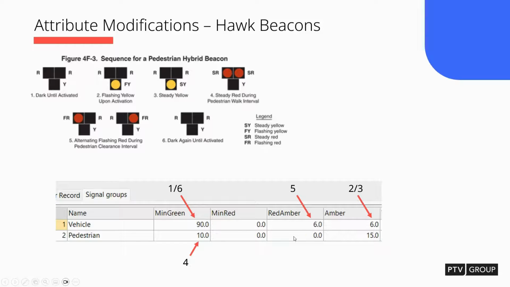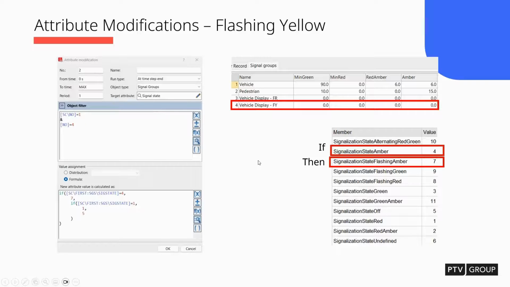And so you can configure these timings on the pedestrian beacon. But within Vissim, by default, they show as green, amber, red, and green, as opposed to off, flashing yellow, solid red, flashing red, right? So how do we implement that in Vissim? Well, we do it with attribute modification. And in this case, we'll need to do it with 2 different attribute modifications. The first one being a flashing yellow attribute modification.